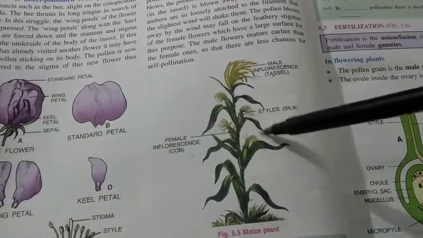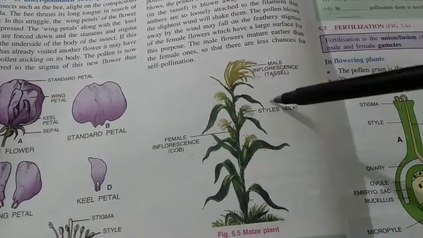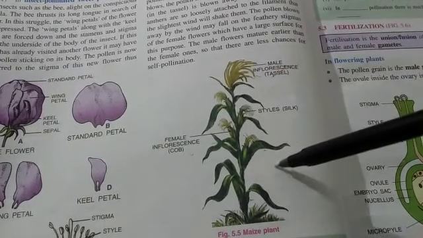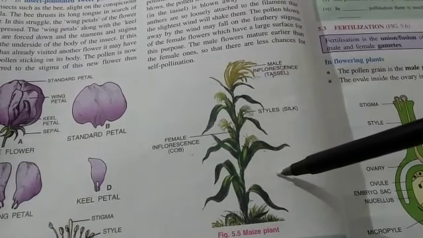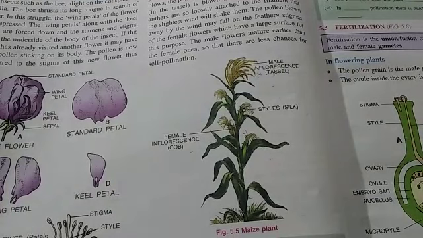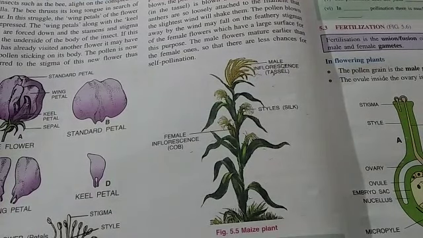Then after pollination, what happens? After pollination, pollen grains germinate, and the next process is fertilization. We will continue fertilization in the next video. Okay, so go through this thoroughly and understand.